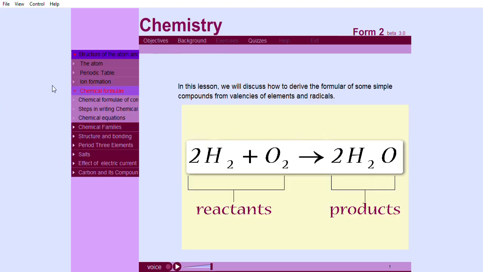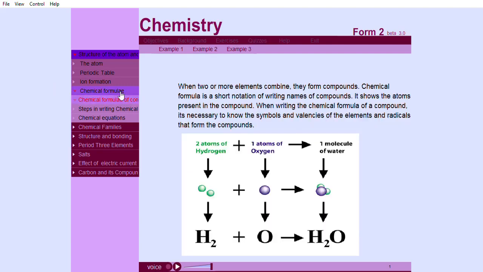In this lesson, we will discuss how to derive the formula of some simple compounds from valencies of elements and radicals. When two or more elements combine, they form compounds. Chemical formula is a short notation of writing names of compounds. It shows the atoms present in the compound. When writing the chemical formula of a compound, it's necessary to know the symbols and the valencies of the elements and radicals that form the compounds.